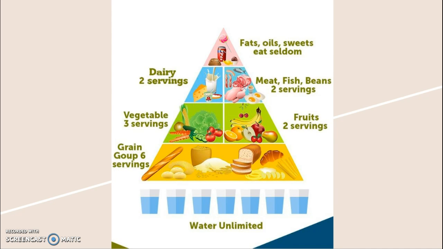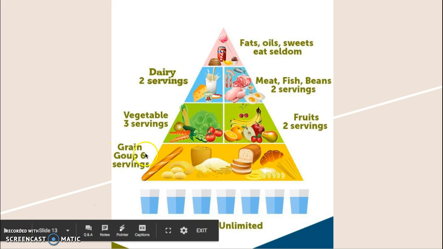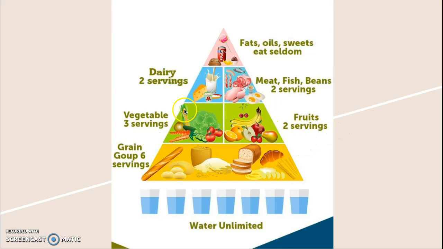Each group has a different amount of suggested servings, meaning that the amount of food we should eat from each group varies. As you can see at the bottom, the grain group has 6 servings, meaning that you should eat 6 servings a day. Vegetables has 3 servings, so 3 servings of vegetables. Fruit has 2 servings, dairy, 2 servings, meat, fish, and beans, again 2 servings, and fats, oils, and sweets you should eat seldomly, meaning you should avoid it whenever you can and only eat it once in a while.